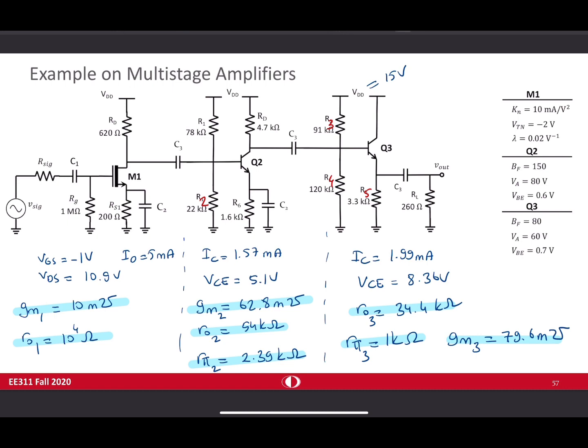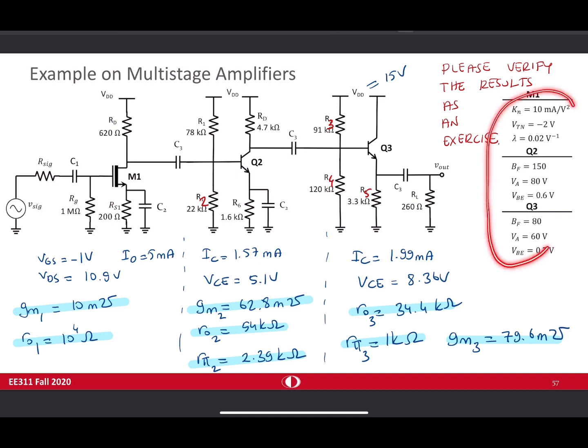So please verify the results as an exercise. This is very straightforward and it can be a good example. And all the values are given in here, by the way, transistor parameters, and you should come up with these results. The next thing that you should do is, of course, small signal analysis.